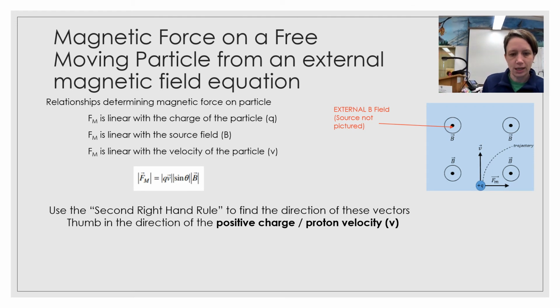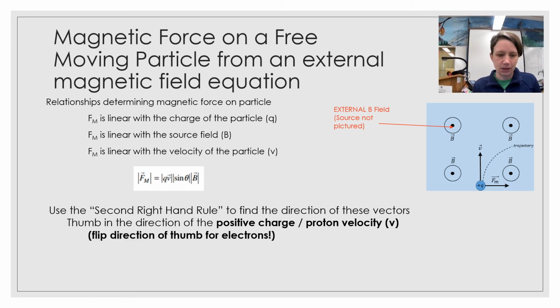So, for example, in the figure shown, the magnetic field is coming out of the paper, so put your fingers out of the paper. Rotate your hand so that your thumb is pointing up on your paper, and you should find that your palm is showing that we have a magnetic force on that particle to the right, if you've used your right hand. Remember to flip the direction of your thumb if it is an electron.